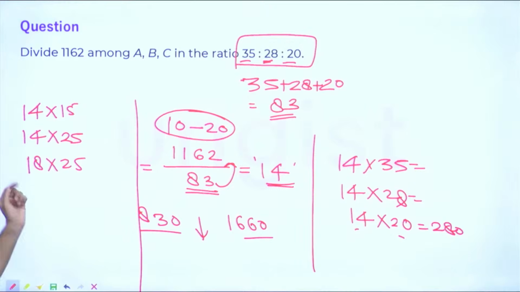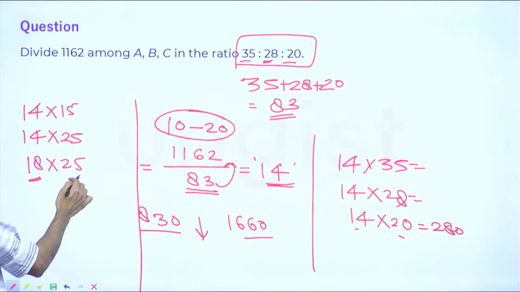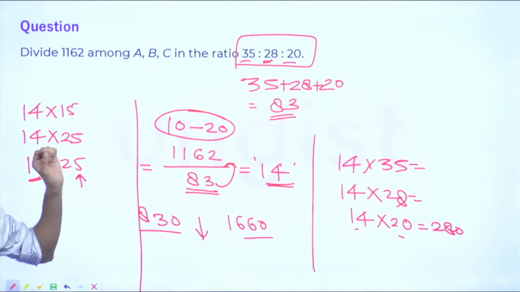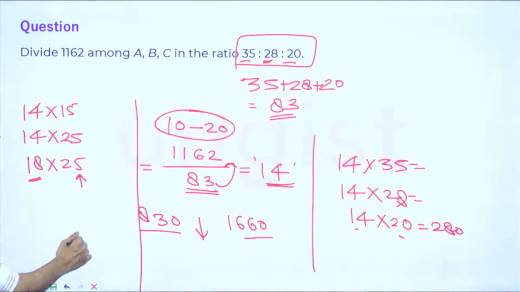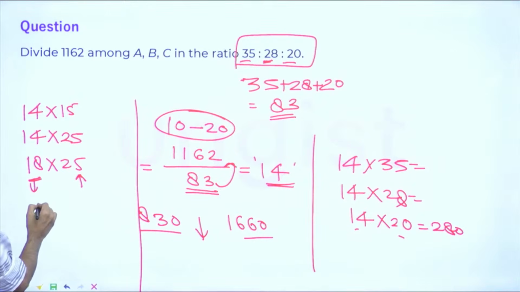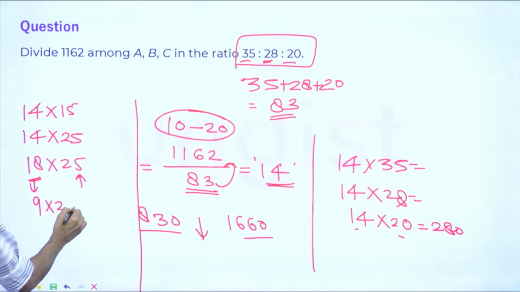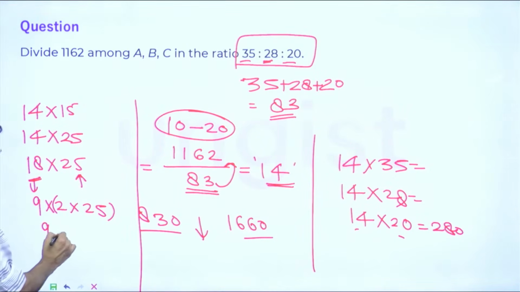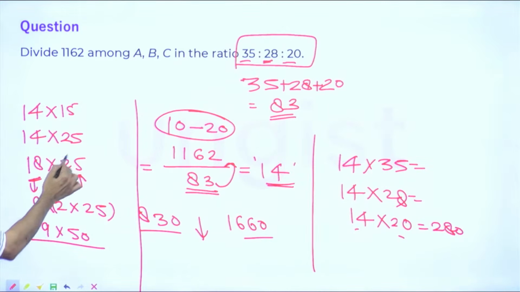I mean, if you need to multiply an even number with a number which is ending with 5, correct? If you need to multiply an even number to a number which is ending with 5, then what is the process? The process is, guys, you just need to write this number as 9 into 2 into 25 and you just club these two numbers together. So this is 9 into 50. So what I'm trying to do is, you just double this number and half this number. Getting it, everyone? Are you understanding the point?